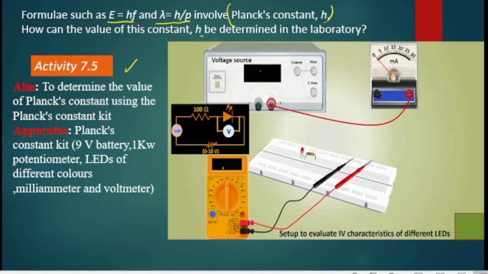First, the positive terminal of the power supply is connected to the milliammeter, and the negative terminal of the milliammeter is connected to one end of a resistor. The negative terminal of the power supply is connected to one end of the LED. Now, connect the potentiometer across the LED.